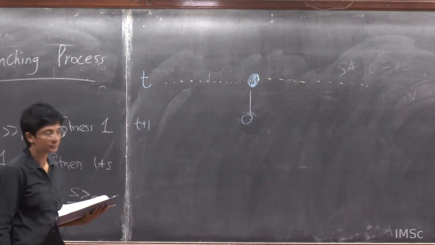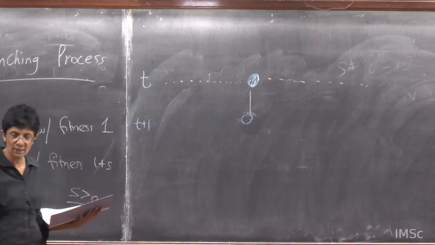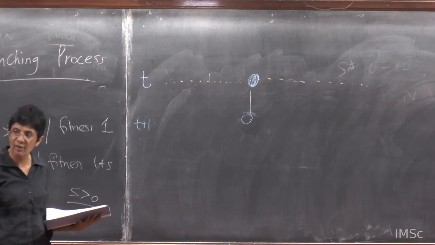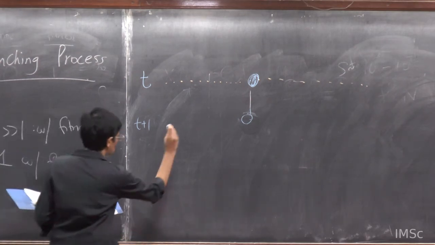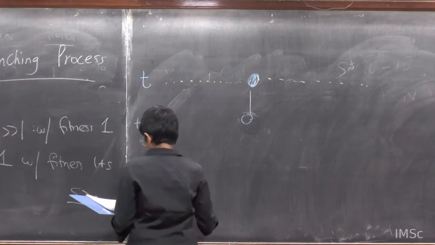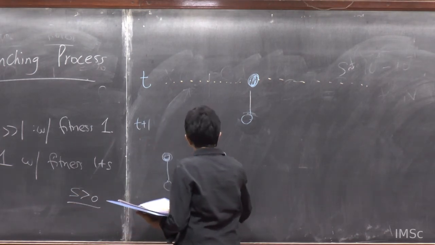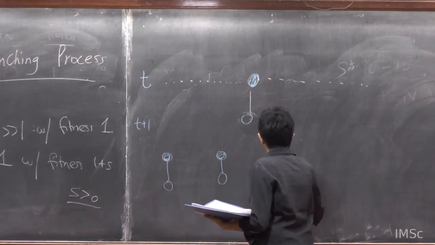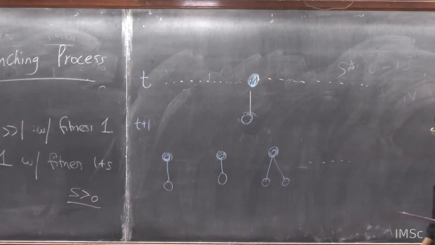That's a possibility, right? I'm saying I have a generation t, this one guy appears, and what can happen at t plus 1? Let's list those possibilities and then we'll write down what is called a recursion equation. So this guy had no offspring, or it had 1 offspring, or maybe 2 offspring and so on. Let Pn be the probability that the mutant produces n offspring.